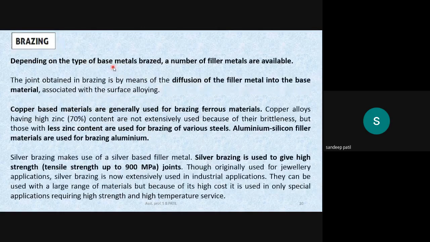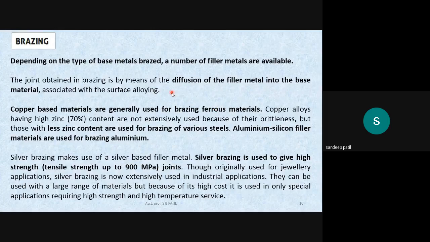Depending on the type of base metals brazed, a number of filler metals are available. The joint obtained in brazing is by means of the diffusion of the filler metal into the base material, associated with surface alloying. Copper based materials are generally used for brazing ferrous materials. Copper alloys having high zinc, that is more than 70% content, are not extensively used because of their brittleness.